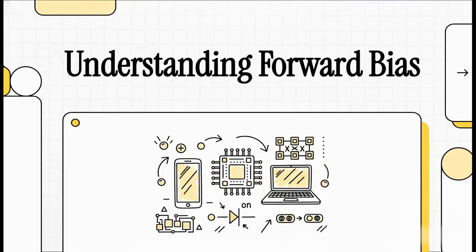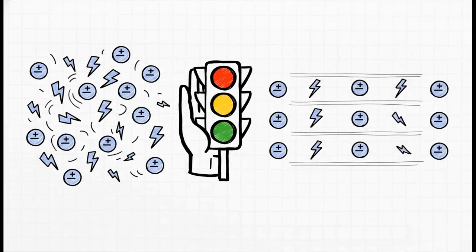All right, today we're going to get into something that is fundamental to, well, basically everything you're using to watch this. We're talking about forward bias. It's the tiny on switch that makes our entire digital world go round. So, think about it, it's one thing to have electricity, but it's another thing entirely to control it. You have to make sure it only goes where you want it to go when you want it to. You need traffic cops for electrons.